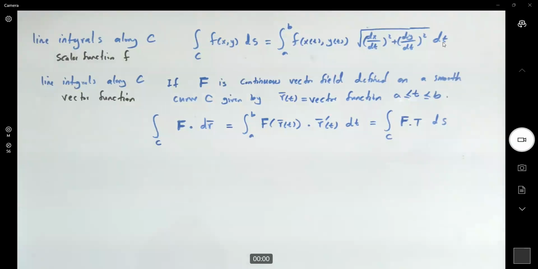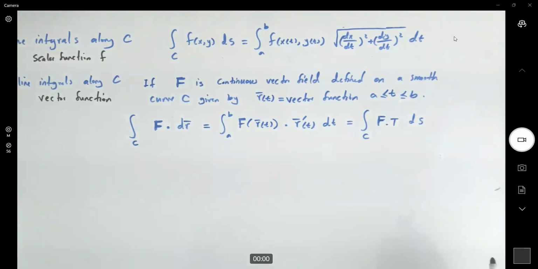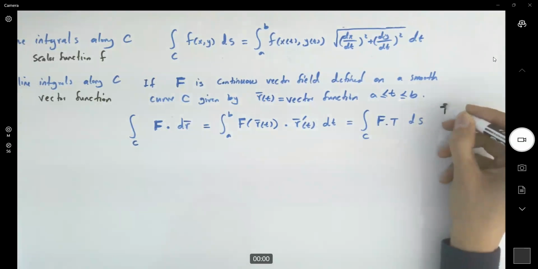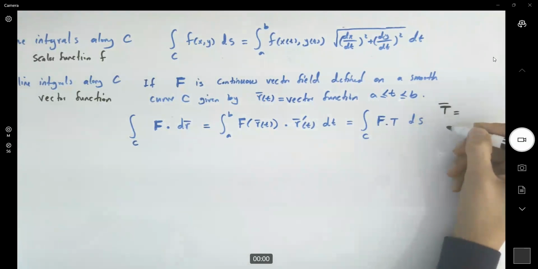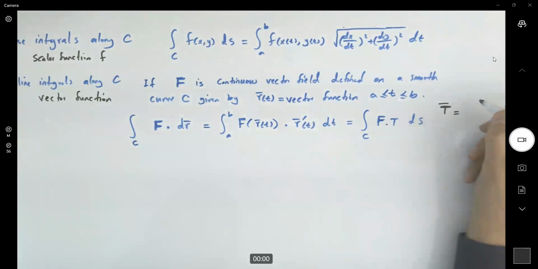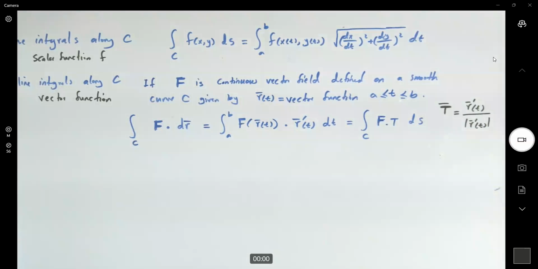Just a recall for those of you who need to refresh your memory. Vector T was defined as r prime divided by its length. Very good. Let's go over one example to feel more comfortable about what's going on here.